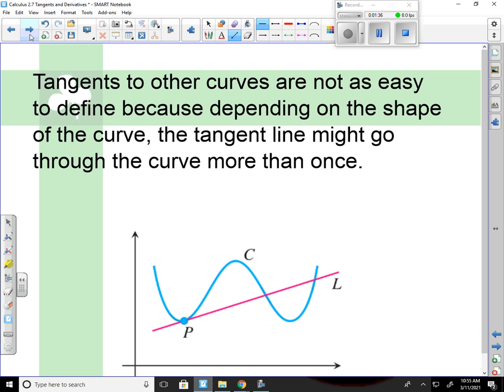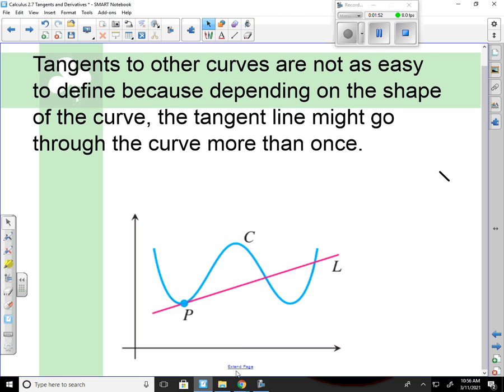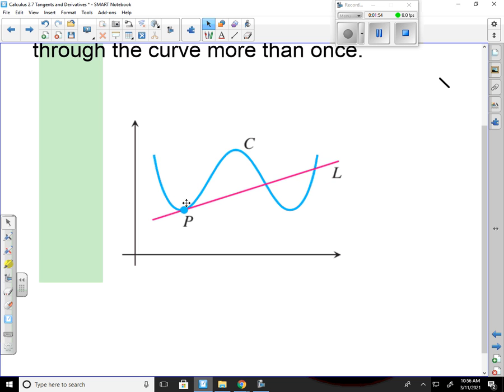Tangents to a curve are not as easy to define because depending on the shape of the curve, the tangent line might go through the curve more than once. So if I look at this curve, my line L is a tangent at the point P right here, but it also goes through the curve here. Unfortunately, all that can really do is confuse us.